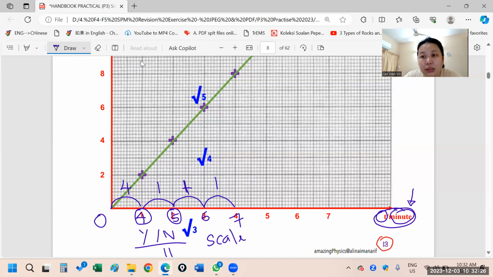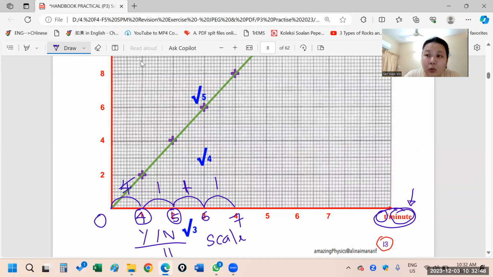So 4, 1, 1, 1, where is it even? Where is the balance? No. So you should start from 1, 1, 1, 1. The difference all must be the same. 1, 1, 1, 1, 1. Alright? So like this, 2, 2, 2, 2, 2. Okay. So tick number 3.